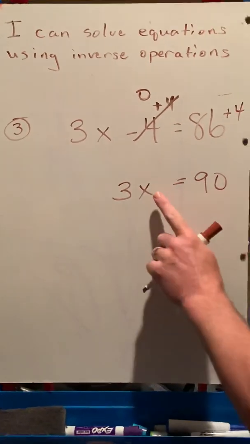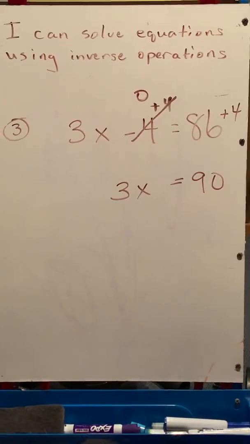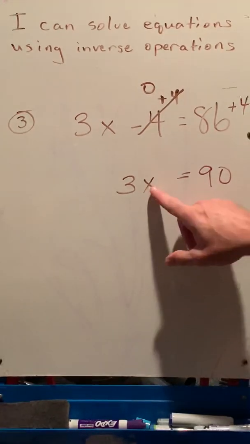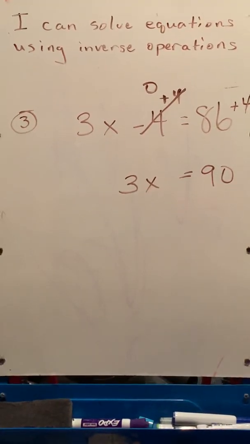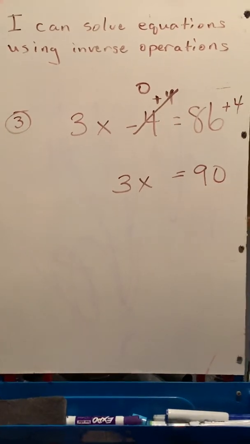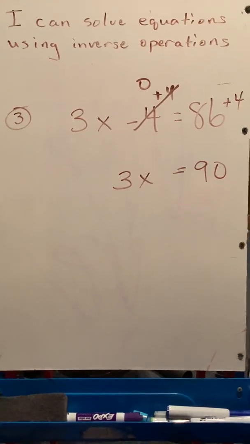Okay, so if we have 3 times x equals 90, a lot of you right now could just do your trial and error and guess and check and know that x is 30, because 30 times 3 is 90. So sometimes you get it to a point that you can just solve it that way, and you don't even have to finish with inverse operations.